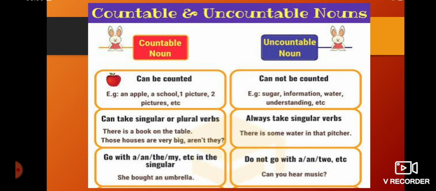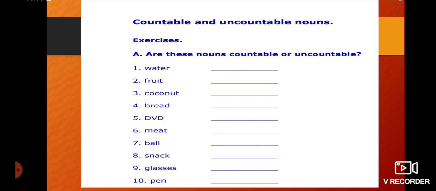I hope children have understood the topic. So here is an exercise for you. And children, remember, when you learn a new noun, check whether it is a countable noun or an uncountable noun and how it is used in a sentence.